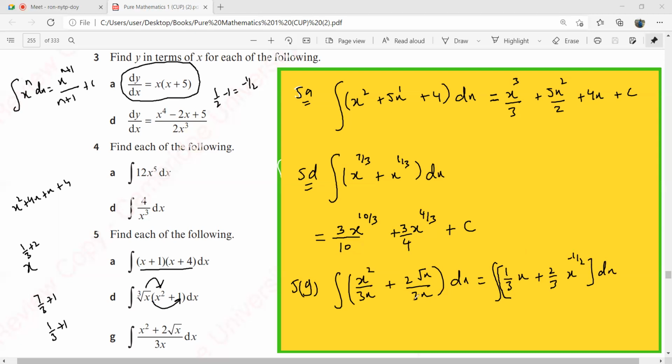Now we are ready with that form here. We can integrate it. So this is 1 over 3 into x square over 2, plus 2 over 3 into x raised to power, now minus half plus 1 will give me half. So this is half, and I would be writing it as into 2 because the reciprocal of half is going to be 2. So this is finally x square over 6 plus 4 over 3 under root x.